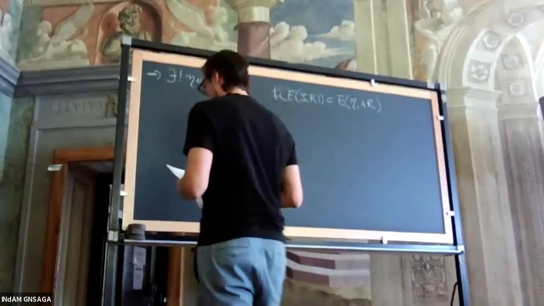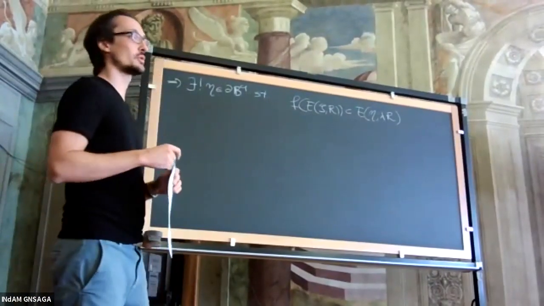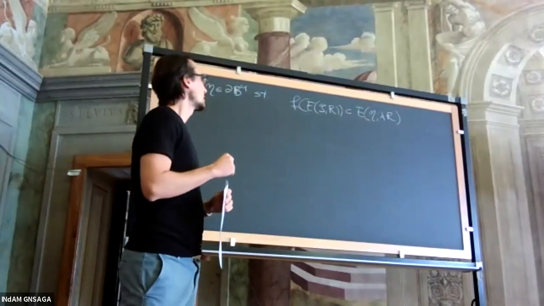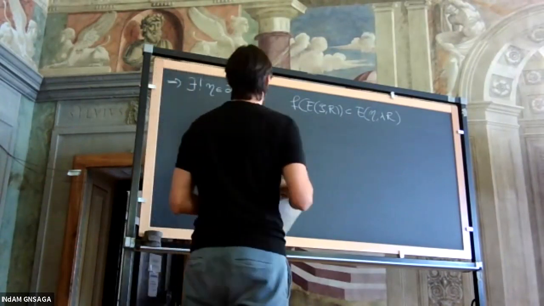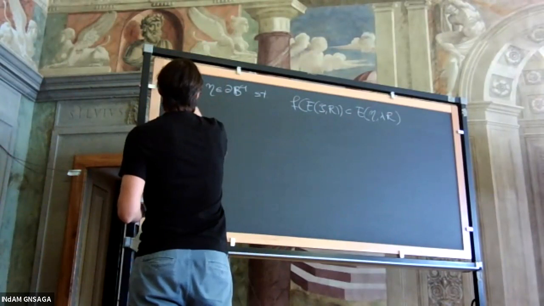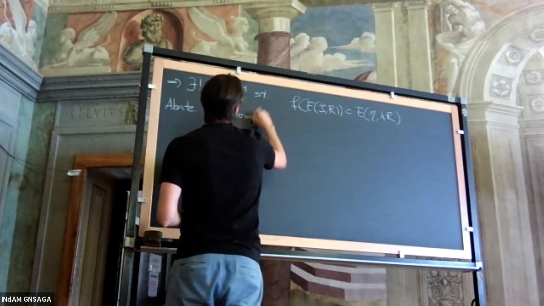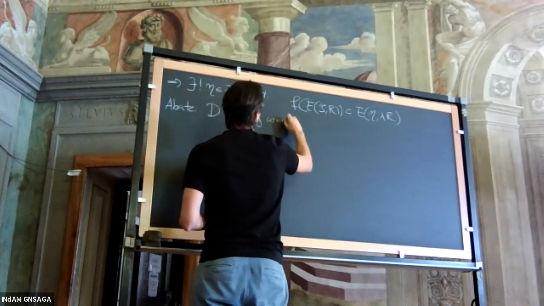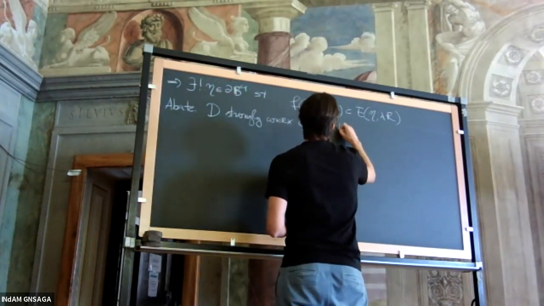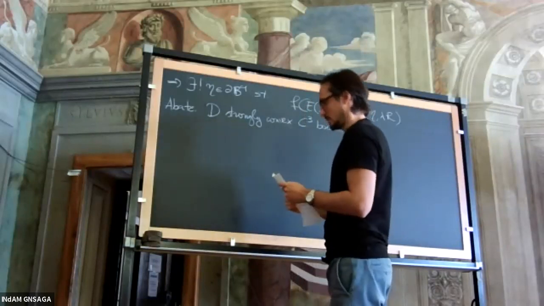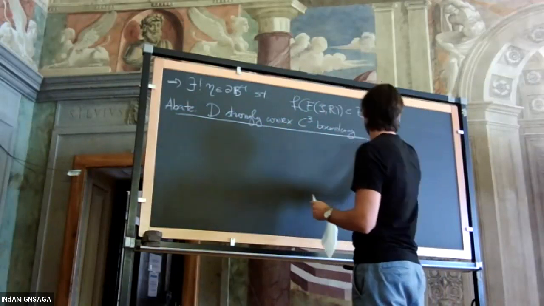And now, this was in the ball, and then of course it's natural to ask ourselves, can we do this in more general domains? So, the first generalization is due to Abate, when the domain is strongly convex with C3 boundary. Okay, so how was this done? I think this was in the 90s.